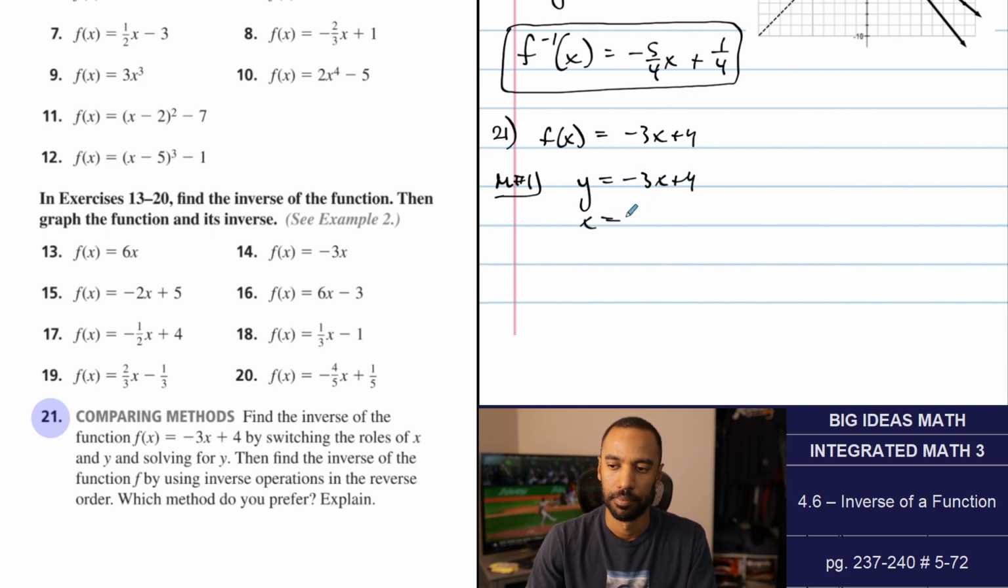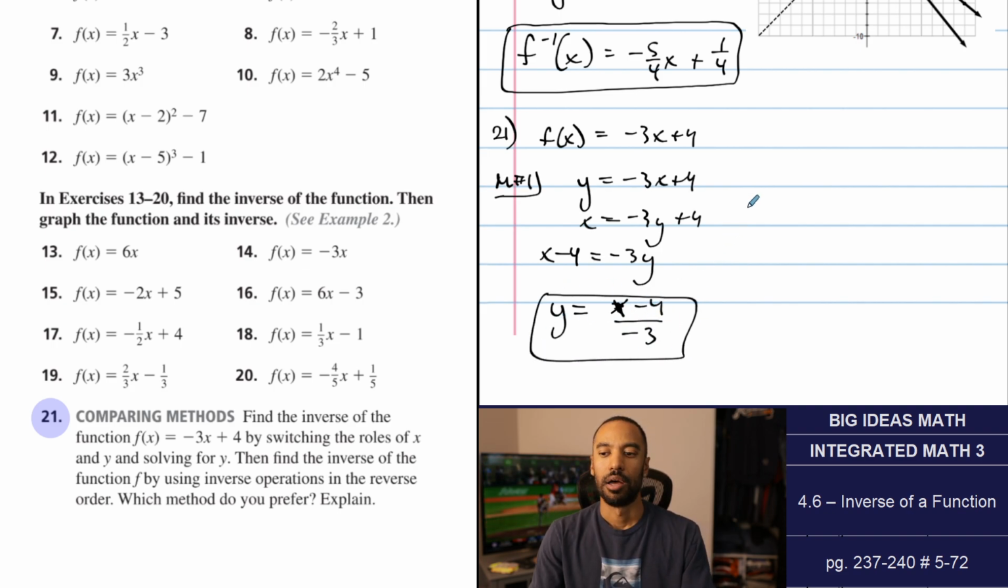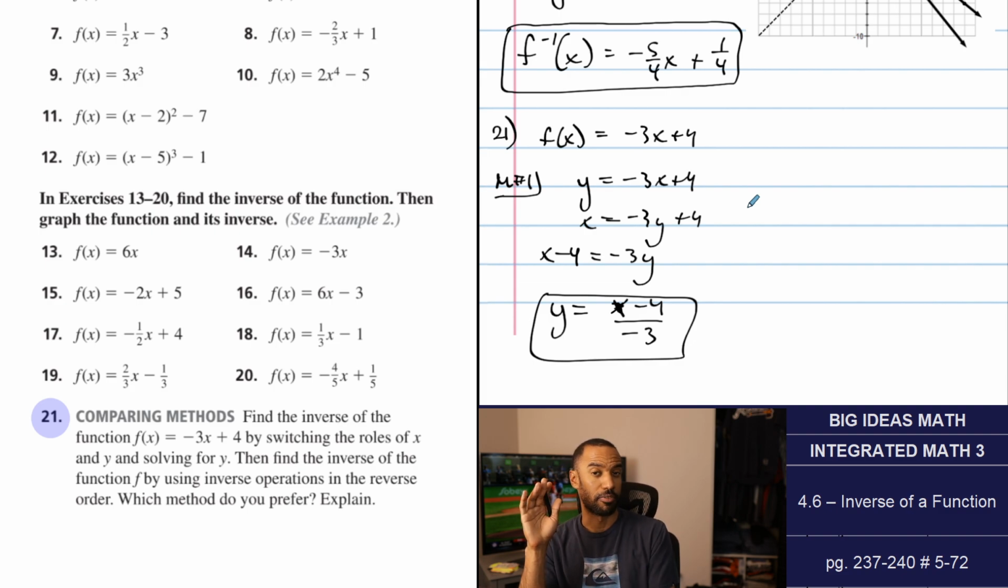Let's swap them. Let's subtract 4 from both sides. And then let's divide both sides by -3. Now, I'm not going to write out something more simplified. I'll just write it out exactly like this right now. Not my preferred way to do it, but there it is. It's my preferred method, just I would prefer to simplify it more.